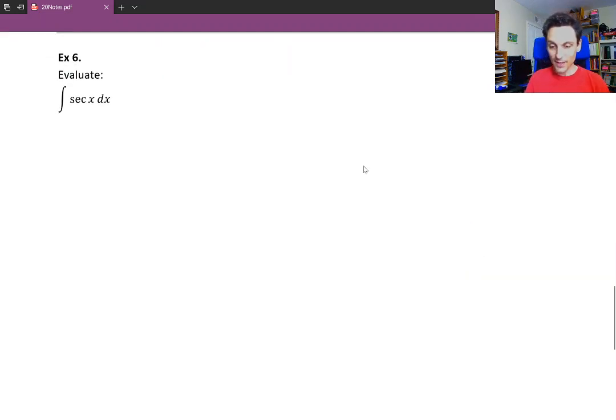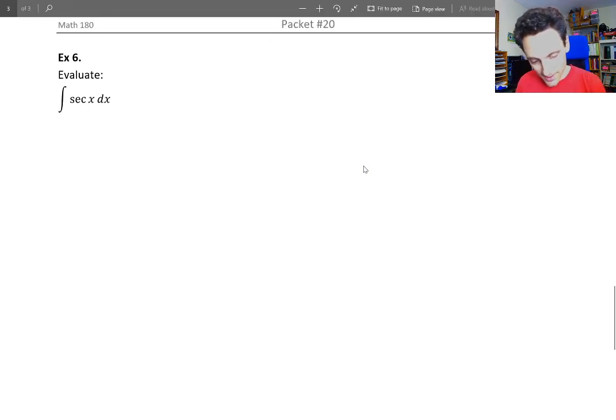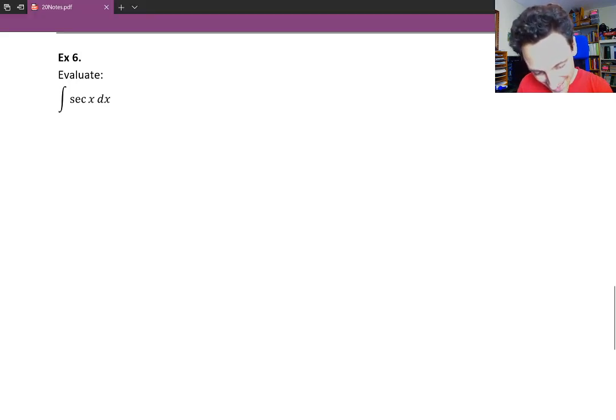Example 6 says, evaluate secant x dx. Now this one is especially tricky because I just lost my notes. Here, there we go. Okay, this one is especially tricky. You can try different things out. You can try rewriting secant x as 1 over cosine x or doing things like that. It's really hard to get a grip on this one, but there's going to be one little algebraic manipulation that's going to help us out here, and it's this. It's a little bit of a trick.